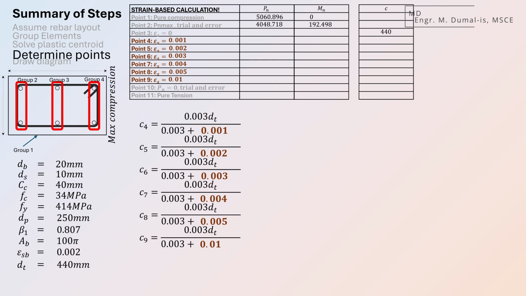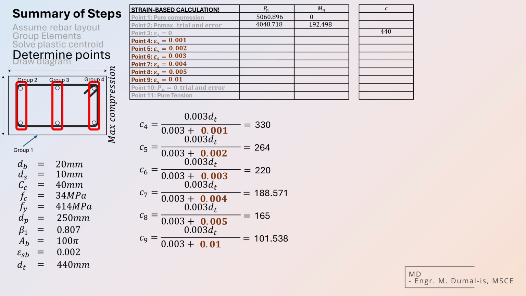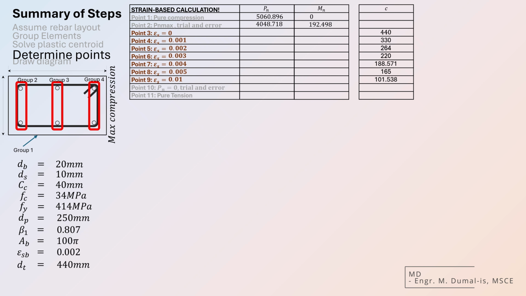We'll still use the same formula. 0.003 times dt divided by the quantity 0.003 plus epsilon s. This formula works for all remaining points. Applying the formula, the computed values of C for points 4 to 9 will be as shown. We then store these computed values of C in our table, one row for each point.